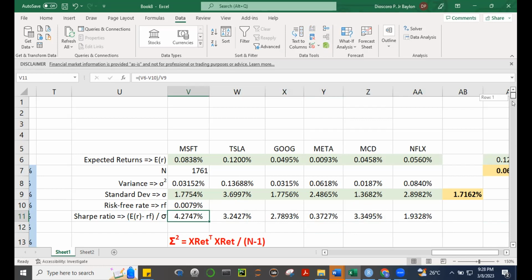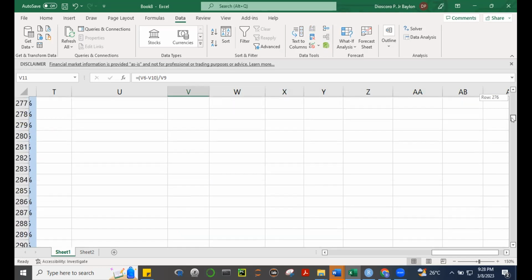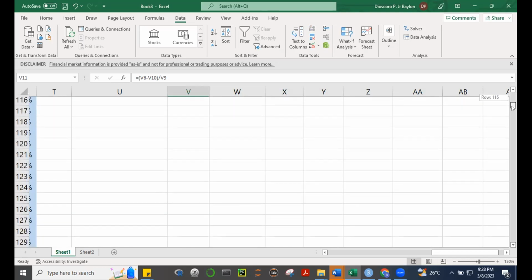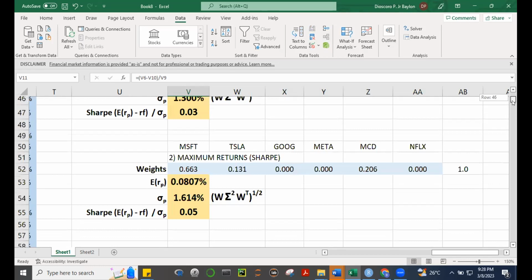That's why when you look at the loading, naturally, if you're going to maximize the returns, it will prioritize the highest. That's why Microsoft gets 66%. Okay? The Sharpe ratio, by the way. So the Sharpe ratio here is how much? 0.05, no? 0.05%.